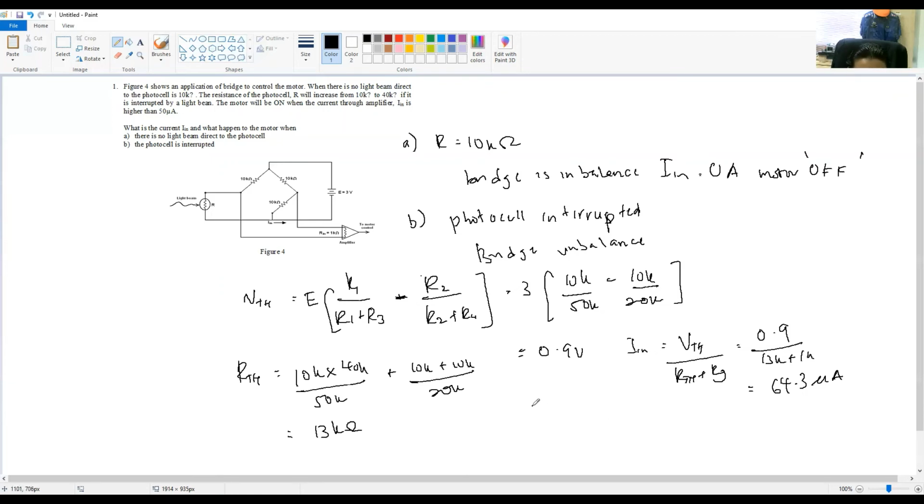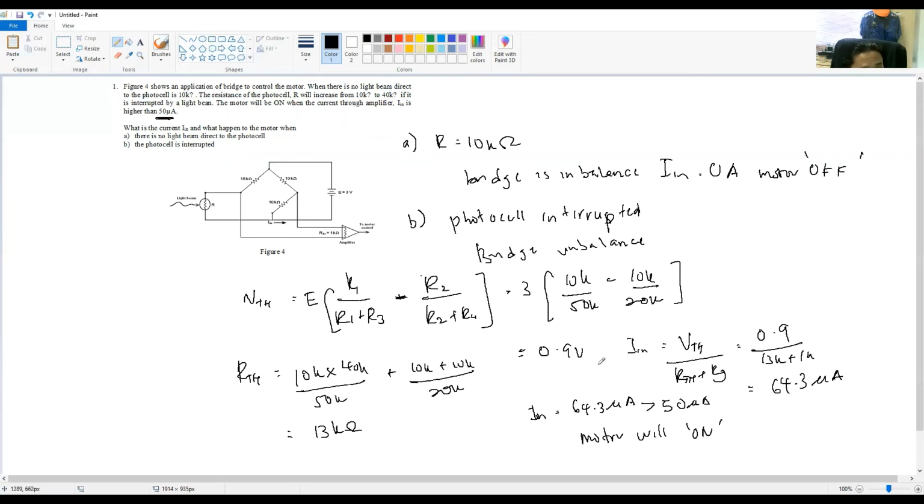So the condition is if I in equals 64.3 microampere, which is greater than 50 microampere. So this is the condition here. The answer will be motor will be on. This means the motor will rotate. So this is for question number 5.